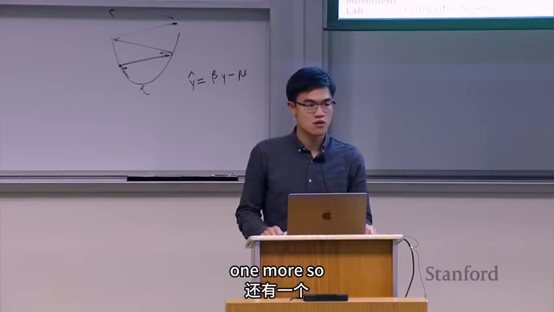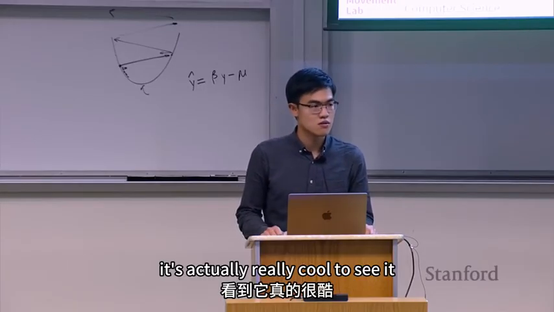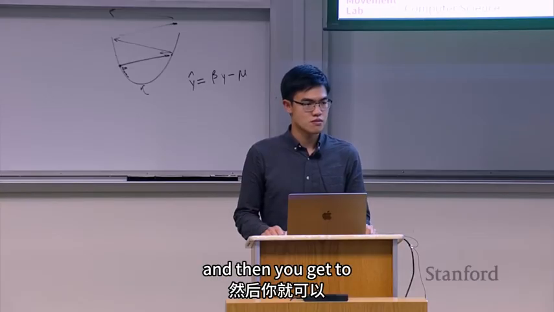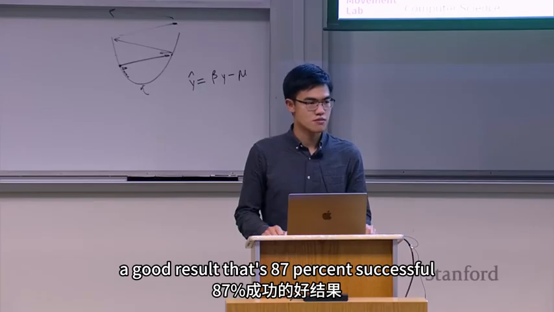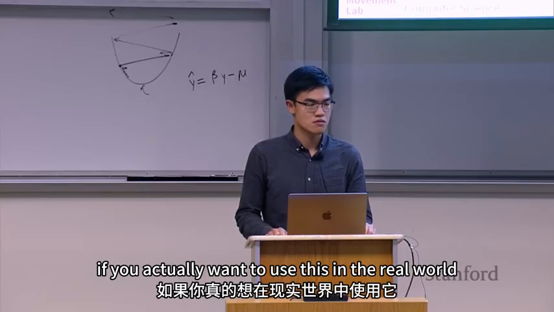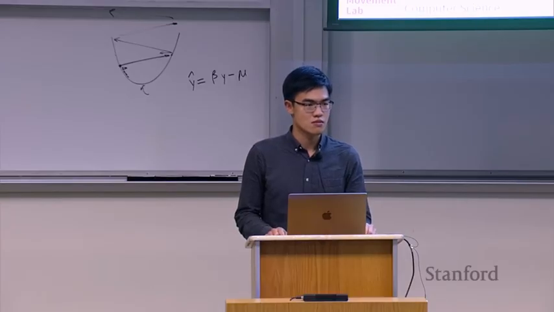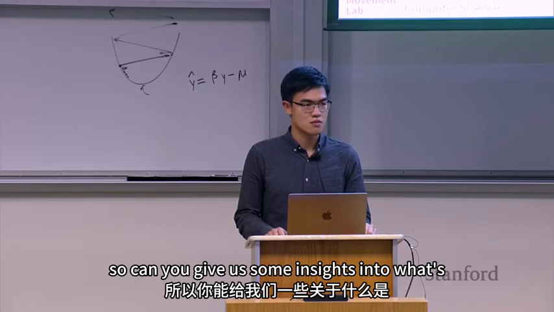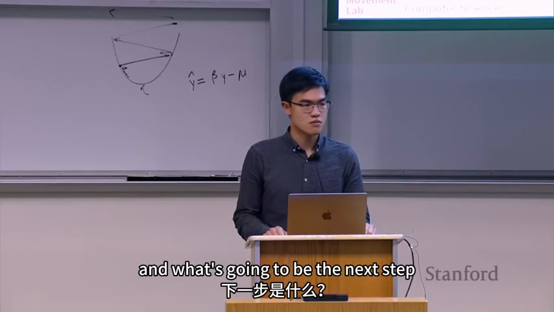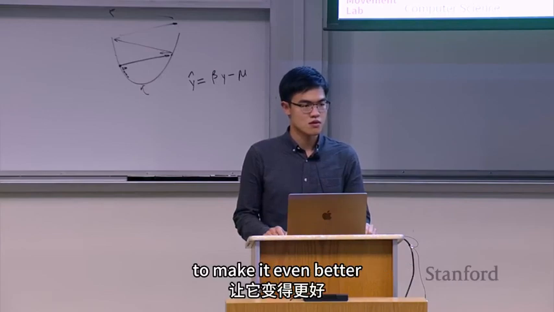One more. It's actually really cool to see it doing the planning and picking things up, and then you get a good result that's 87% successful. But if you actually want to use this in the real world, 87% successful isn't nearly enough. So can you give us some insights into where it's failing and what's going to be the next step to make it even better?